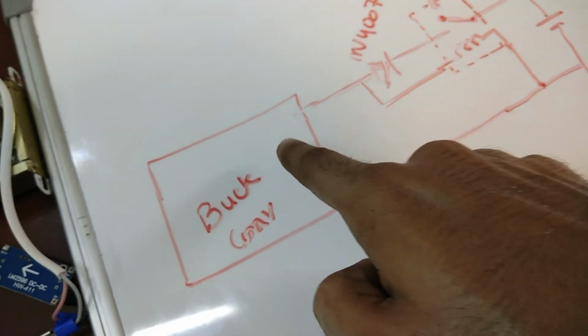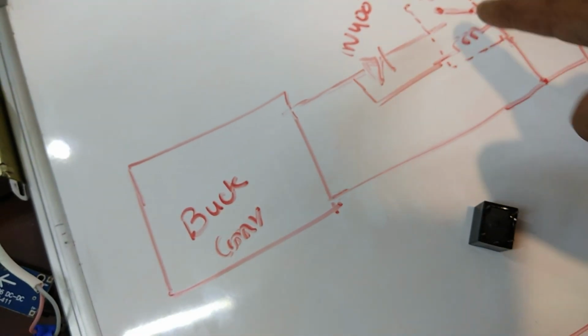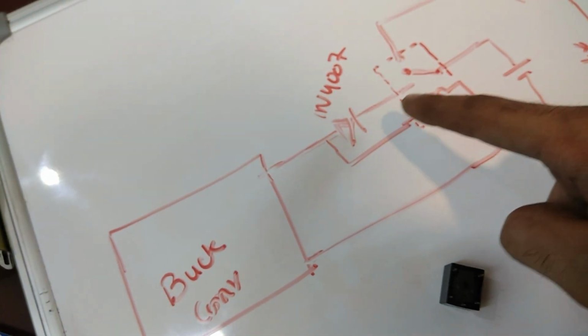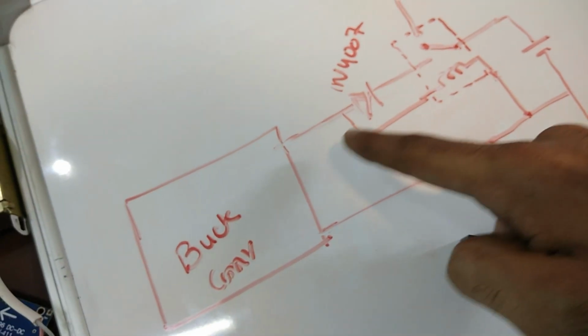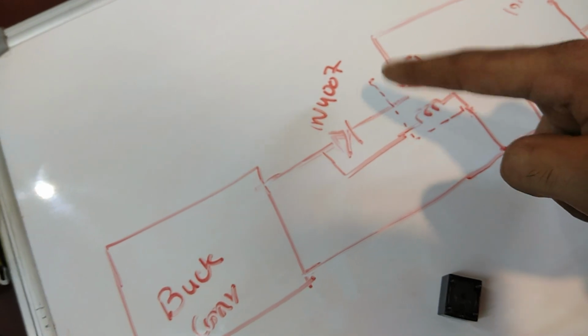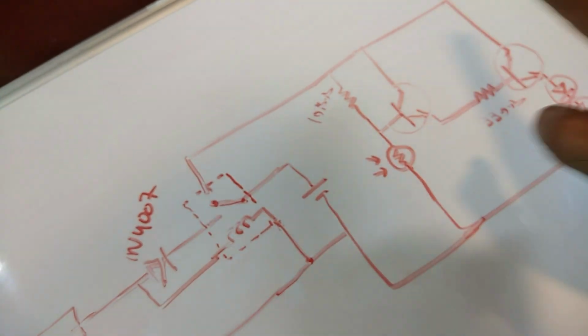So whenever the power supply is on, the relay is on, it will be connected to the power supply, and the power will flow to the battery and the battery charges. And when the power goes off, this relay will switch and connect directly to this circuit, switching it on.